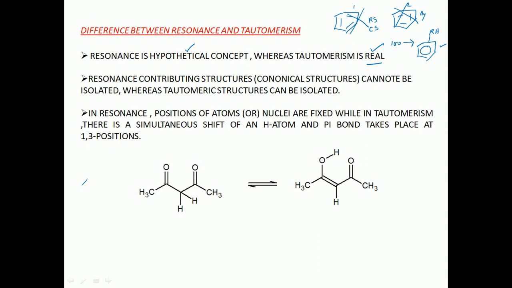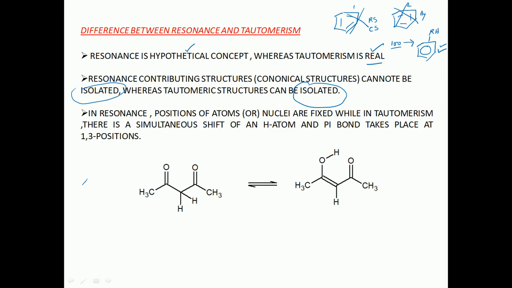Next, resonance contributing structures cannot be isolated. Isolation means they cannot be separated, whereas tautomeric structures can be isolated. I am going to explain again. Resonating structures cannot be isolated. Suppose you have 100 molecules of benzene, all 100 molecules exist in this form. They do not exist in the first and second resonating structure. If they do not exist, how are you going to isolate or separate them?